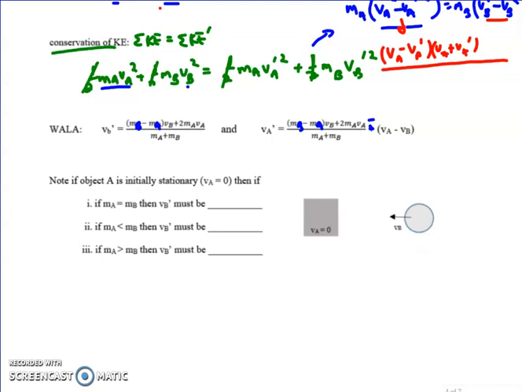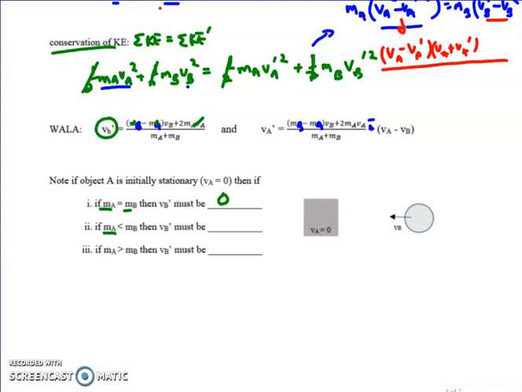And so we can look at three situations where we can look at the relative masses. What if A and B have the same mass? Well, if I'm looking for how VB prime behaves, if A and B have the same mass, then this term right here adds up to 0, and this is already 0, so I get 0. So in other words, VB prime must just be 0. In other words, when an object hits another object of the same mass, and it's perfectly elastic, the first object has to come to a stop.